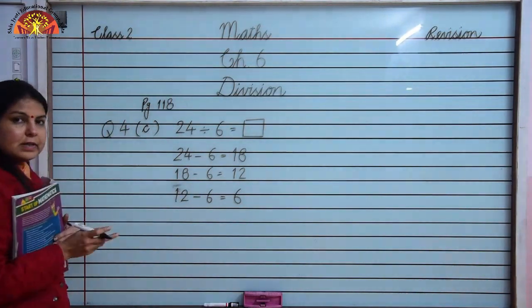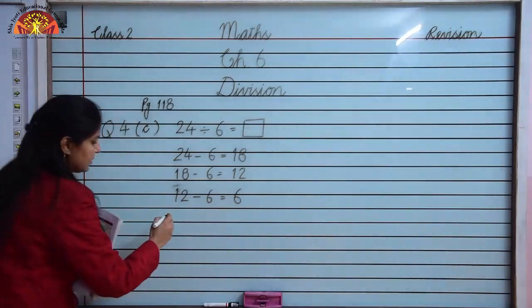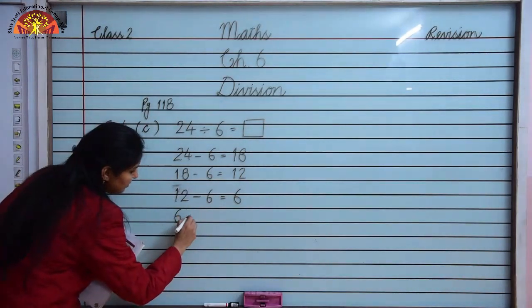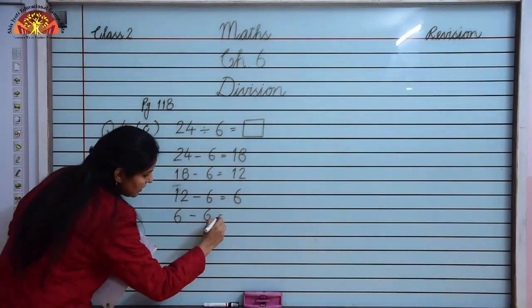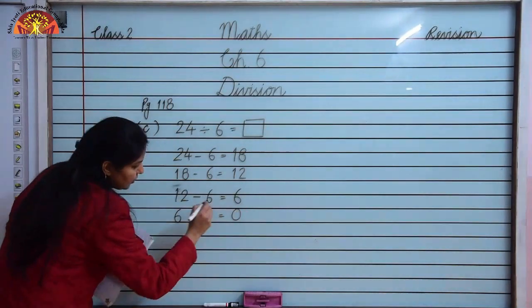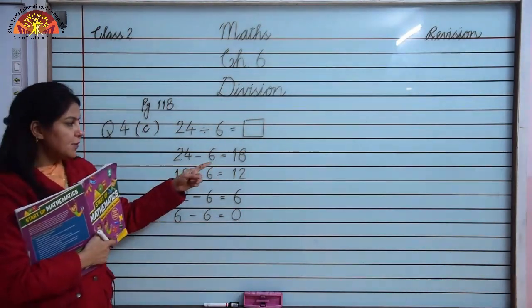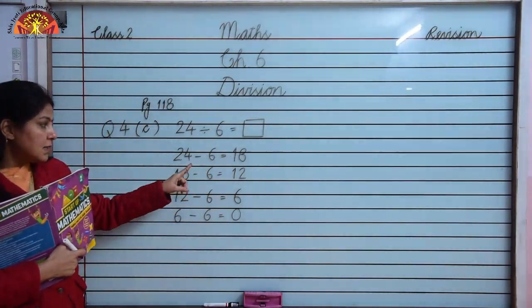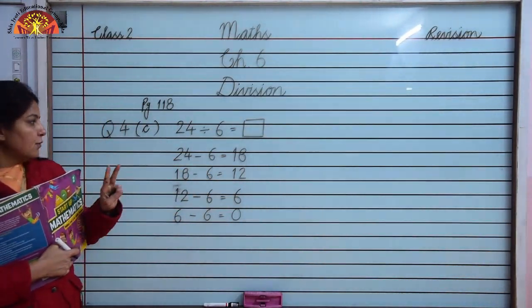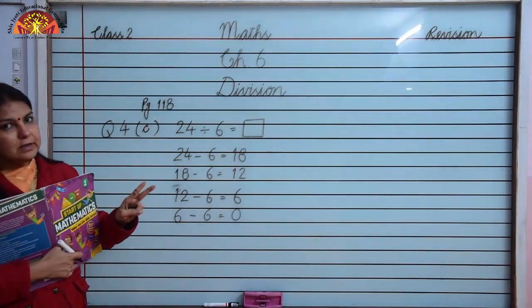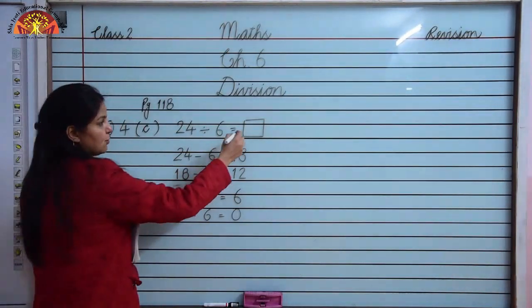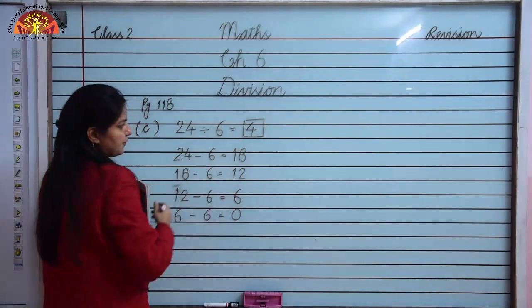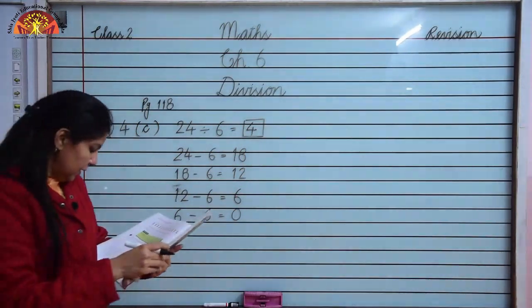Now we will subtract 6 from 6. So 6 minus 6 is equal to 0. So children, how many steps we have taken to reach 0? We subtract 6 4 times from 24 to reach 0. So the quotient will be 4. Let's see one more sum of this.